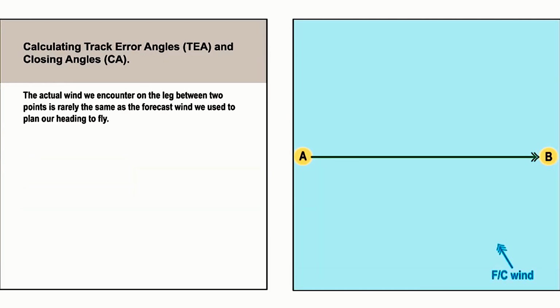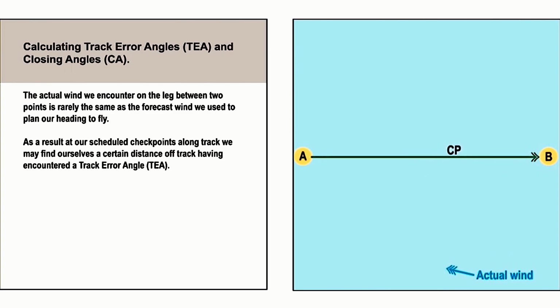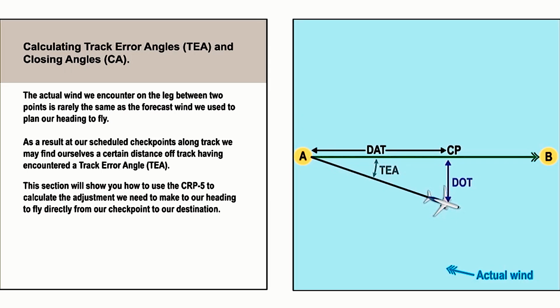The actual wind we encounter on the leg between 2 points is rarely the same as the forecast wind we use to plan our heading to fly. As a result, at our scheduled checkpoints along track, we may find ourselves a certain distance off track, having encountered a track error angle. This section will show you how to use the CRP-5 to calculate the adjustment we need to make to our heading to fly directly from our checkpoint to our destination.